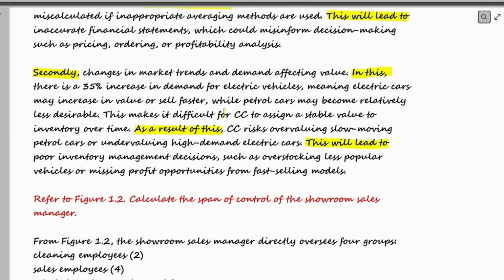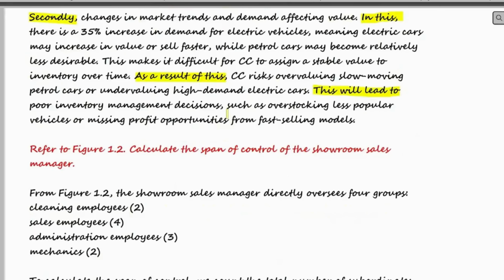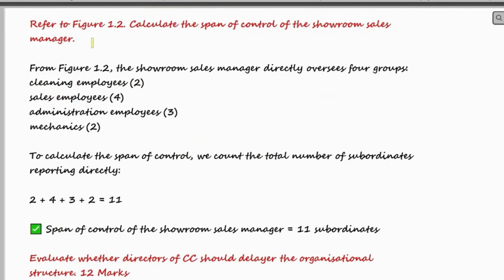Now, this was a question which I got the feedback was one of the toughest ones, and it was a very technical question. Refer to figure 1.2, calculate the span of control of the showroom sales manager. Now, this question was one of the easiest and one of the most popular amongst all the students.